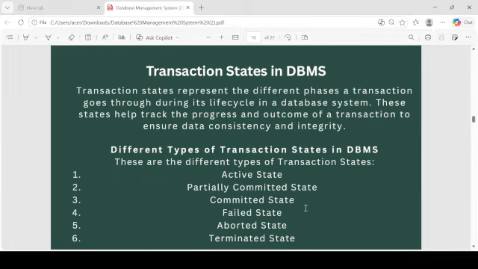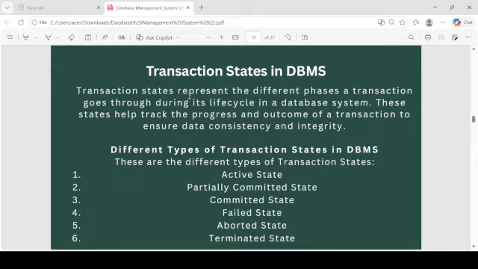The next topic will be transaction states in database. What are transaction states? Transaction states represent the different phases a transaction goes through during its life cycle in a database, like how the transaction will happen from start to end. These states help track the progress and outcome of a transaction to ensure data consistency and integrity.